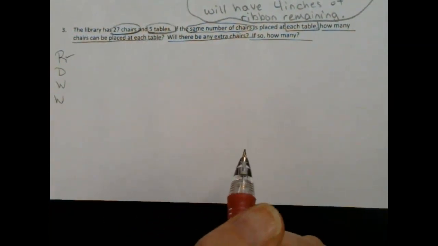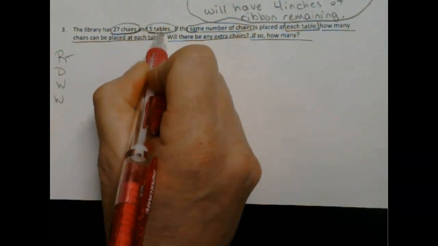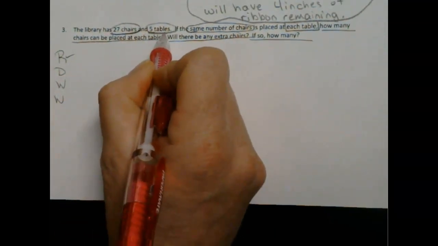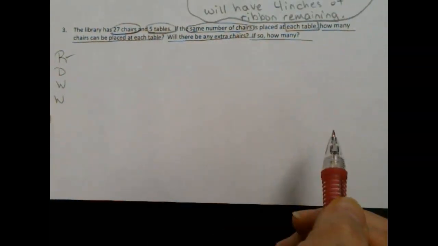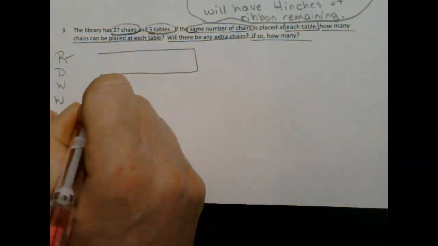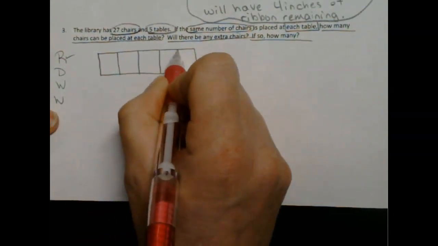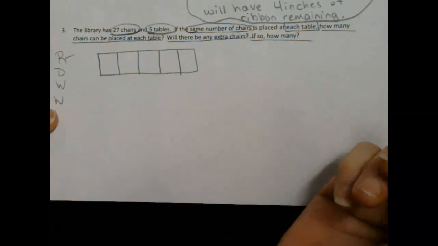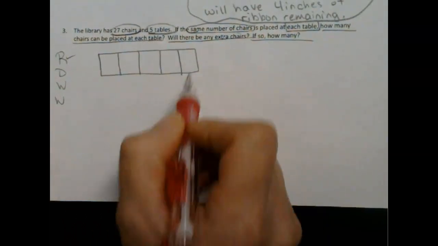Now this problem's a little different, guys, because they're telling you the total amount and they're already telling you the number of groups. So you know you're going to have 5 tables and you're going to put the same number of chairs at each one of these tables. So because they're telling me my number of groups, I'm going to choose personally to do a tape diagram with this problem. If you still want to do it in an array, you can go ahead and do that. It's basically going to be the same thing. I'm just going to do it as a tape diagram because I know that I have 5 tables, okay?